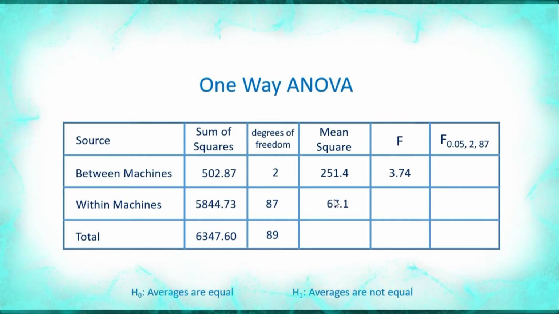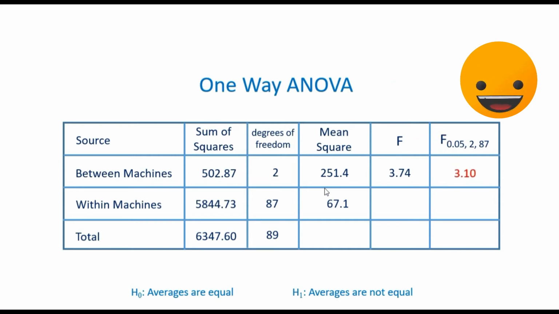up the critical value. I've chosen an alpha risk of 5% with the 2 and 87 degrees of freedom as shown. And then we see the critical value by magic is 3.1. So in this case, our calculated F statistic 3.74 exceeds 3.1, so we will reject the null hypothesis that the averages are equal, and we'll embrace the alternate hypothesis that the averages are not equal, and we'll go off now patting ourselves on the back and trying to discover which machine is different from the others.